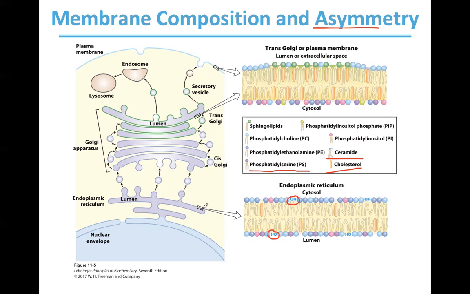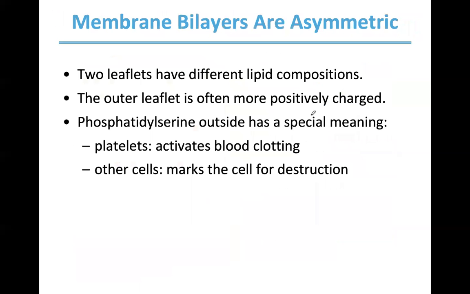Okay, any questions about the composition and symmetry? So that's as far as the symmetry. So why do we have asymmetric distribution of different lipids, right? Two leaflets. Leaflets refer to different layers of the cell membrane.